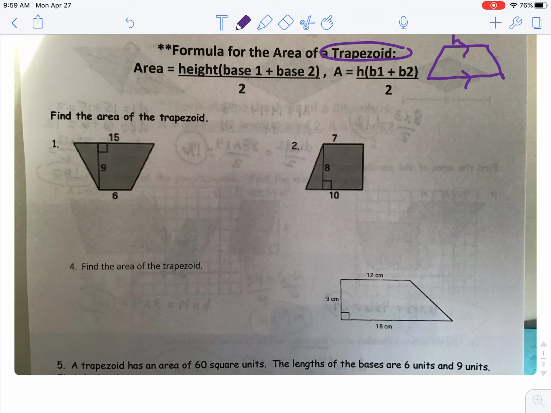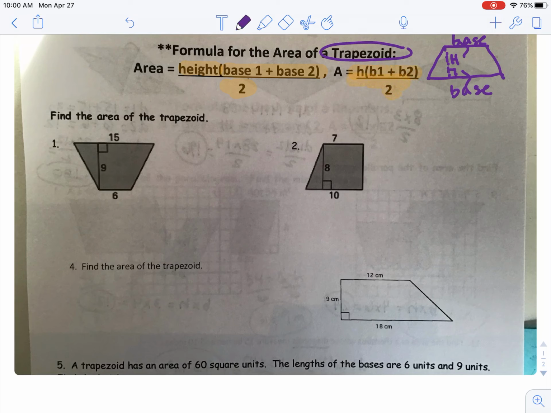The two sides that are parallel are called your bases, and then straight up and down on the inside, that's called your height. Because you've got base 1, base 2, and your height. And so that's our formula. Our formula just says we're going to take the height times the sum of the bases and always divide it by 2. So height, base 1 plus base 2, divided by 2.